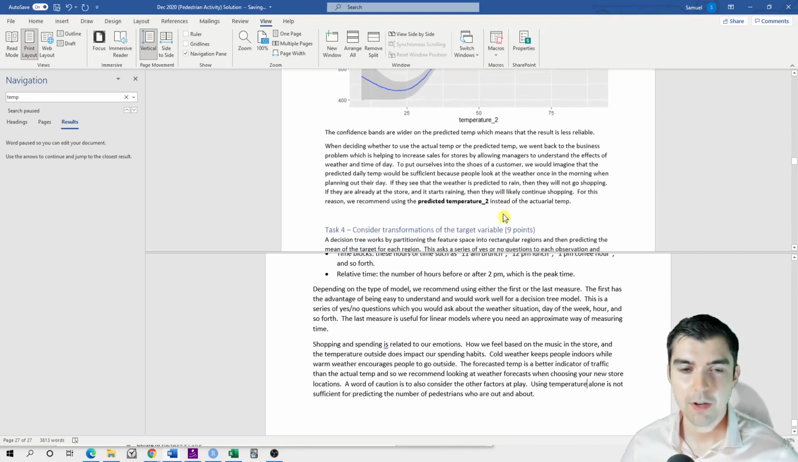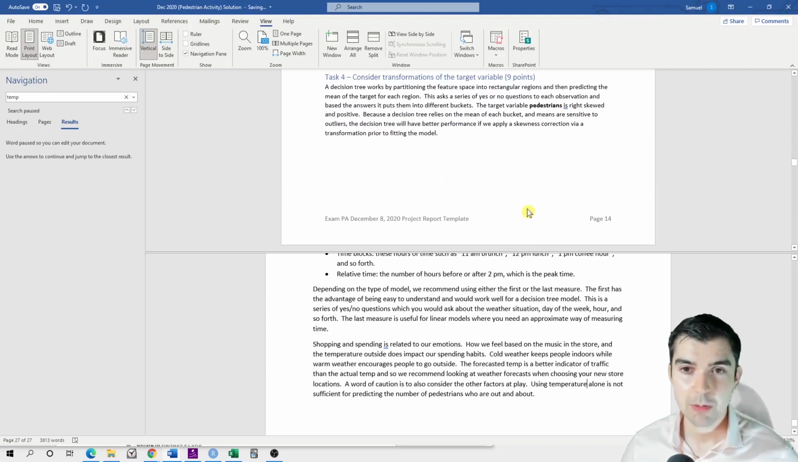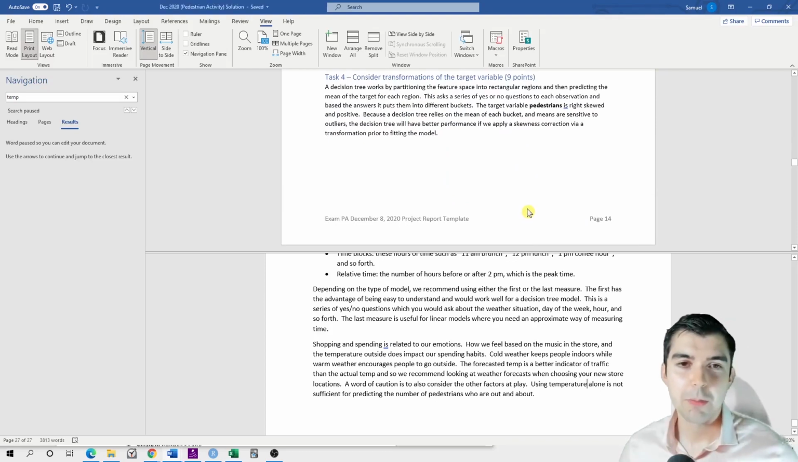Okay, and then we consider transformations of the target variable. How would you explain this?